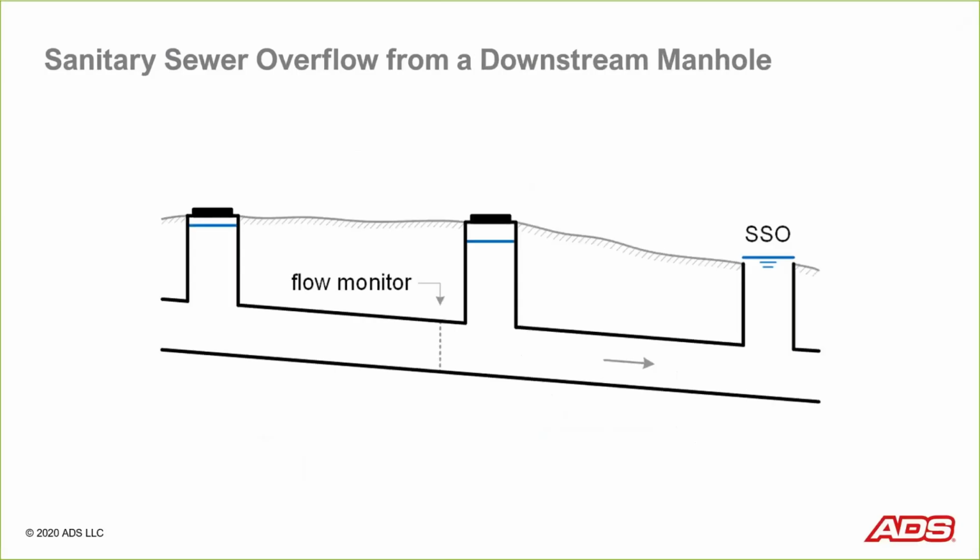Now let's take a look at a sanitary sewer overflow from a manhole that is downstream from a monitoring location. So in this case, you'll see the low elevation manhole is actually downstream of the flow monitor, and that's the location, if surcharged high enough, that this particular stretch of sewer is going to overflow. So what does that look like in a scattergraph?